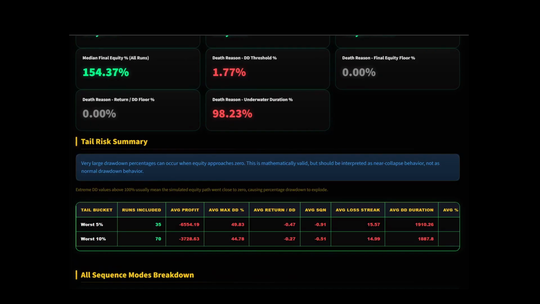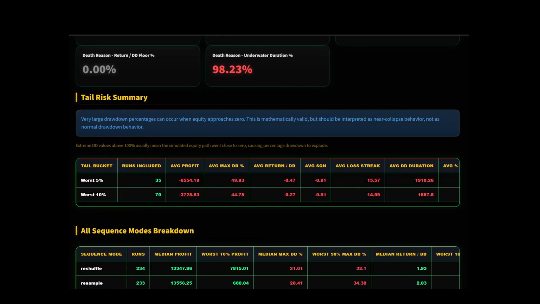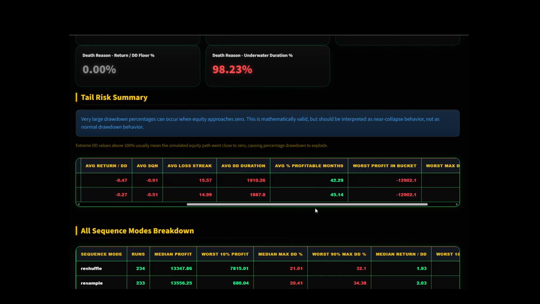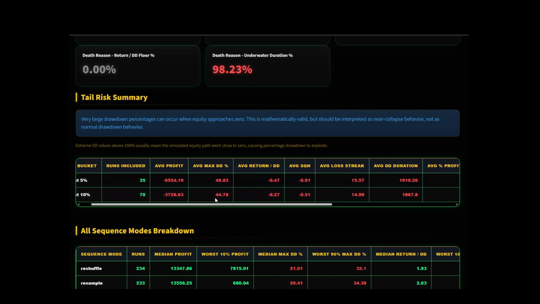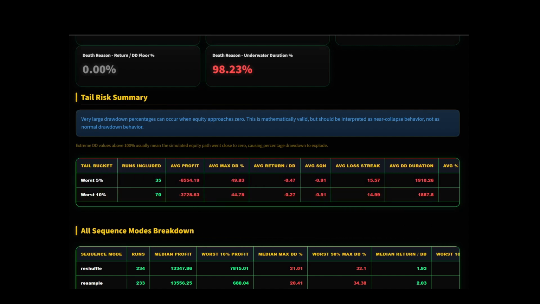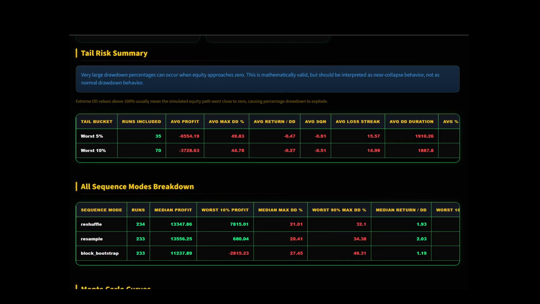After that, we move into the tail risk summary. This focuses on the worst parts of the simulation. The worst 5% and worst 10% buckets show what happens when the path becomes ugly. This is important because live trading is not only about average performance. It is also about what happens when the worst side of the distribution appears. Then we move into the all sequence modes breakdown. Because all sequence modes are active, the tool compares reshuffle, resample, and block bootstrap behavior.